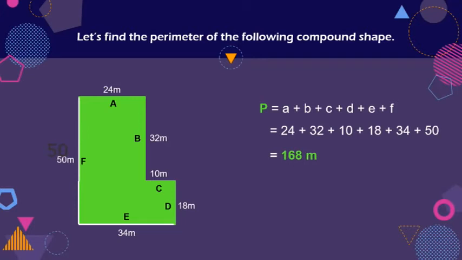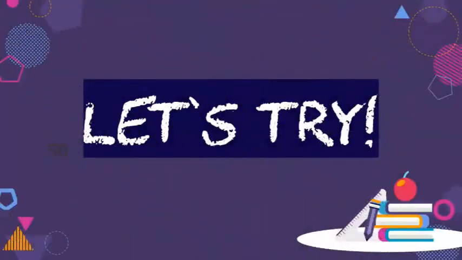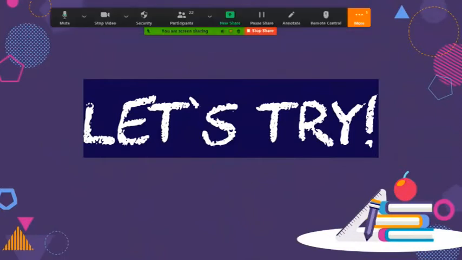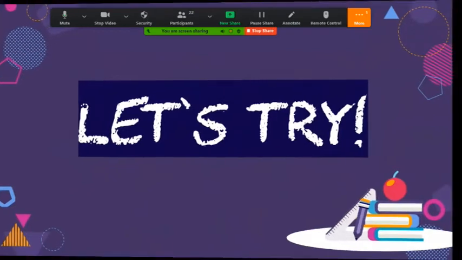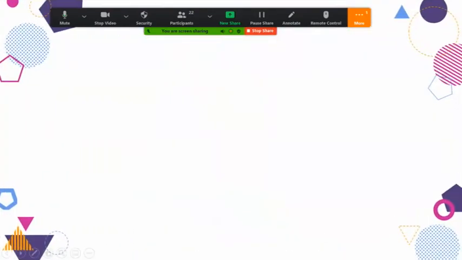It's 168 meters. Do you have any question, class, on how to find the perimeter of a compound shape? You sure? Okay, now I'll be needing your whiteboards. Please get your whiteboards and marker.